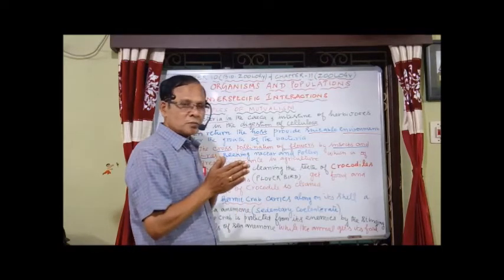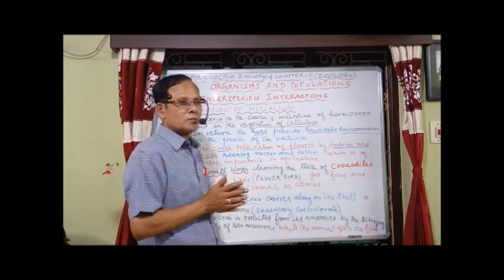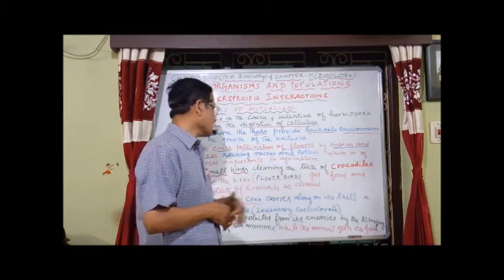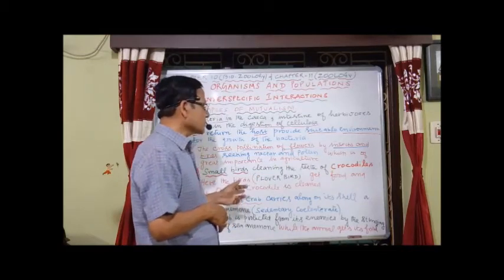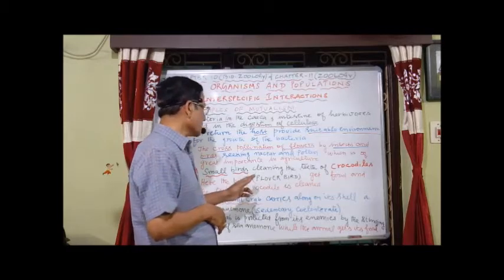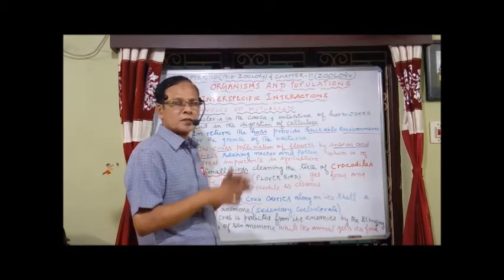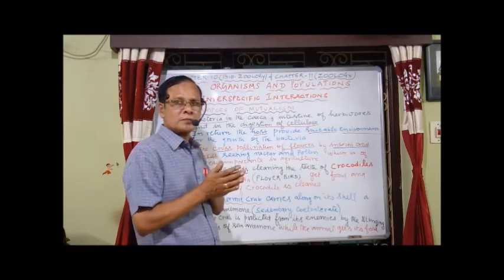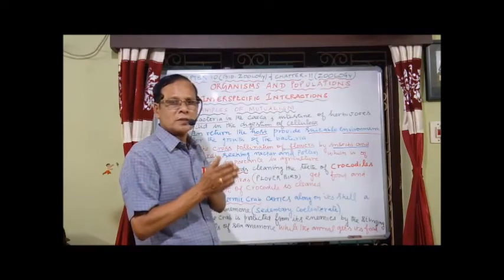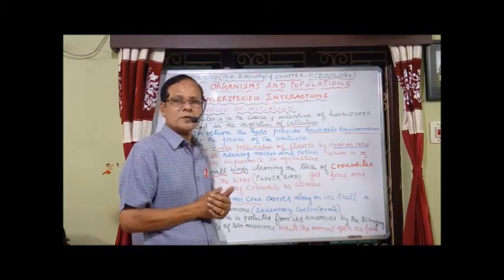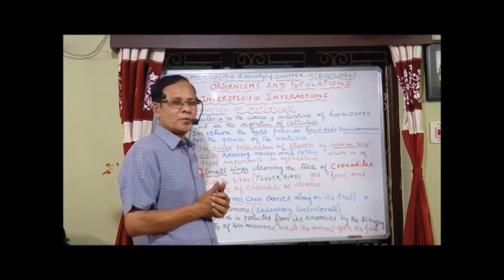So the relationship between the crocodile and the birds: both are mutually beneficial. Small birds cleaning the teeth of crocodiles. Here the birds get food and the teeth of the crocodile are cleaned. So there is cleaning of the teeth, which is the benefit for the crocodiles, and at the same time the plover bird gets its food. Now the last one, there is a relationship between a hermit crab and a sea animal.